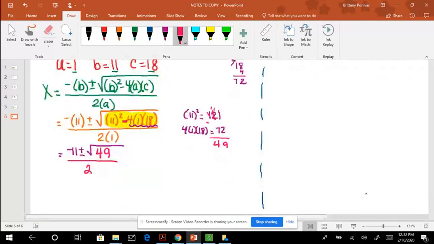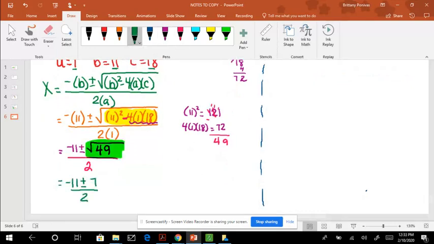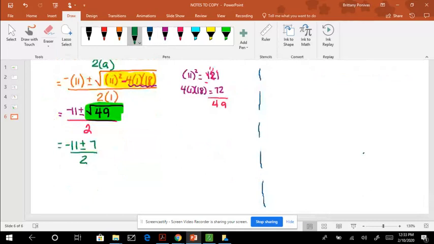And now you simplify the radical. Well, our radical is just the square root of 49, which you should know is 7. So this becomes negative 11 plus or minus 7. Because you do not have a square root or an i in here, we're going to break this into 2 separate answers. We're going to do negative 11 plus 7 over 2 and negative 11 minus 7 over 2.